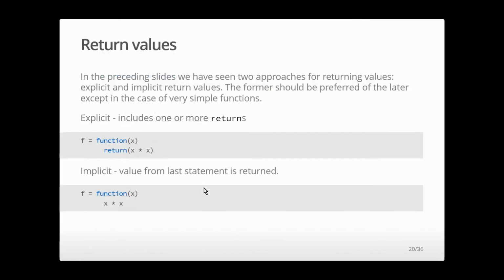All right, so return values. You can explicitly say that the thing it's going to return is the result x times x, okay? A lot of times you look at code and they don't have this return in there, and that's fine, because the last statement that it evaluates is the thing that gets returned. So these two things are equivalent in terms of what they do.